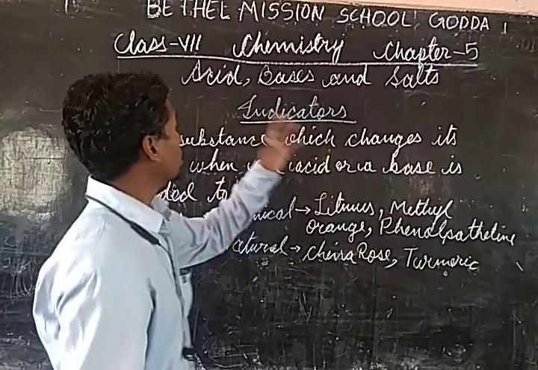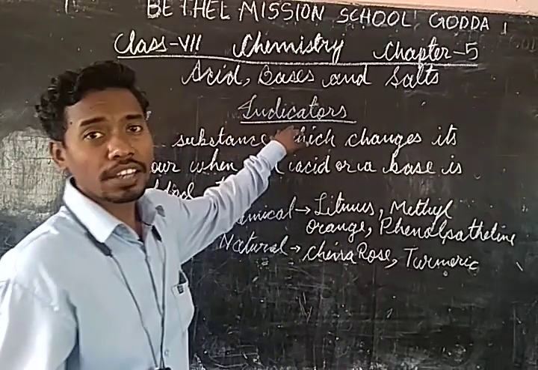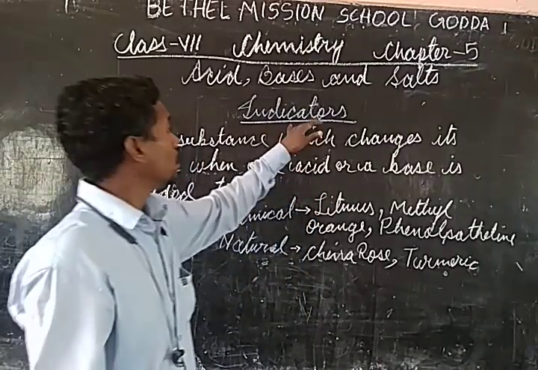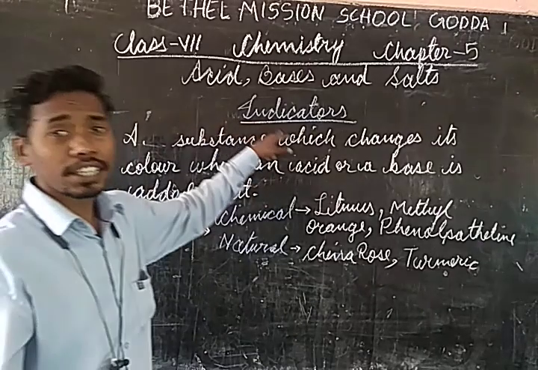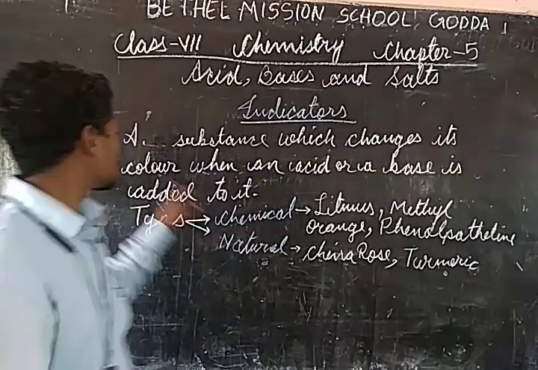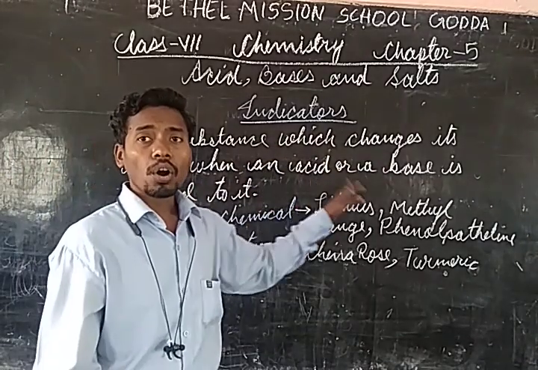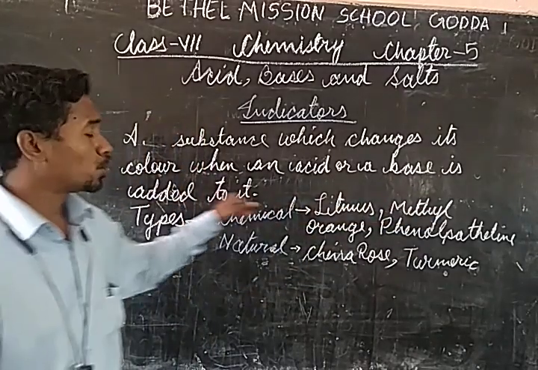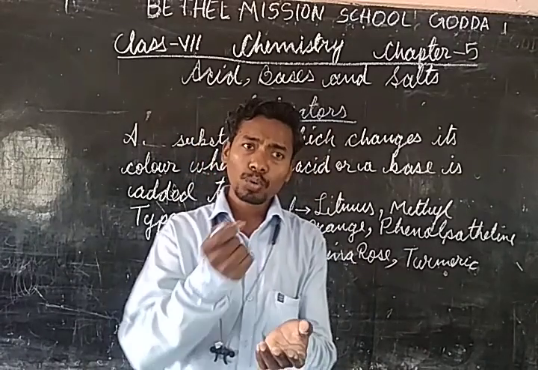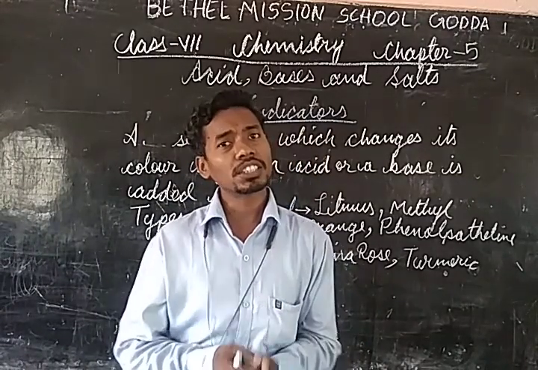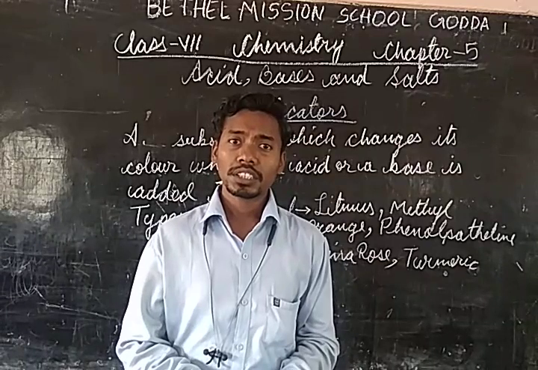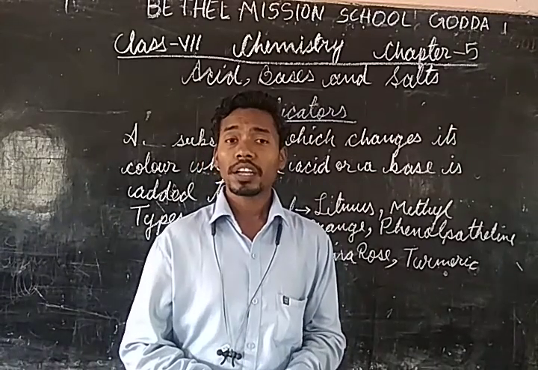Now we will see the next part, and that is the indicators. We did discuss in the previous lecture what indicators are. So today we will see in detail. What is an indicator? An indicator is a substance which changes its color when an acid or a base is added to it. That means if you add an acid or a base to a substance and that substance changes its color, then that substance to which you added the acid or base will be called an indicator.